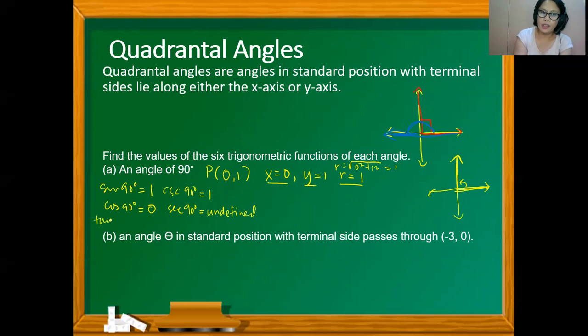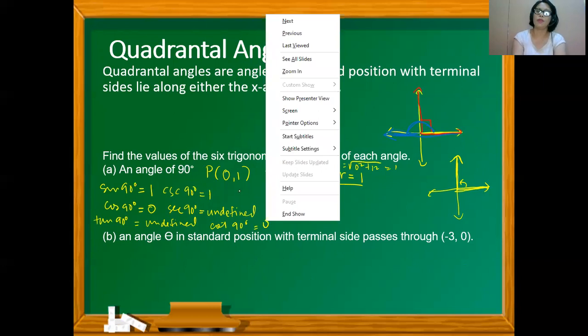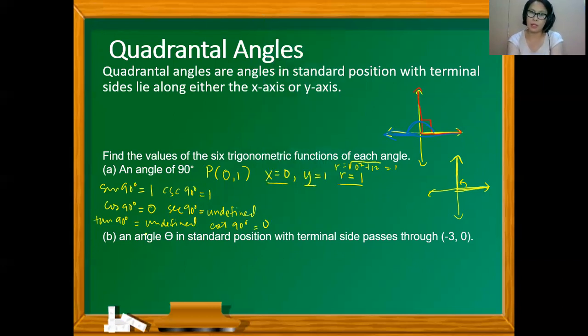Now, tangent 90 is y over x. So we have 1 over 0. So this is again undefined. And then cotangent 90 is x over y. So this gives us 0. Okay? So these are the 6 trigonometric function values when theta is 90.